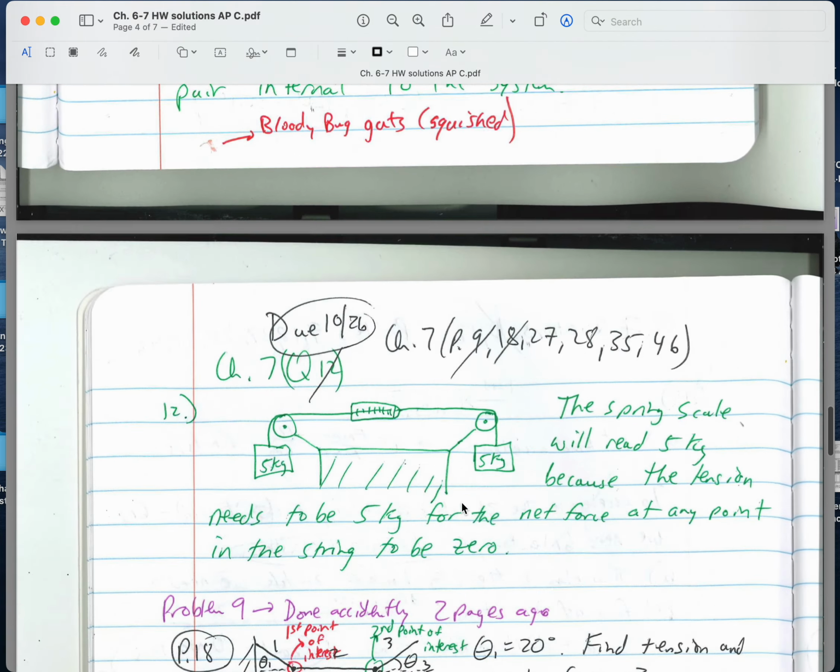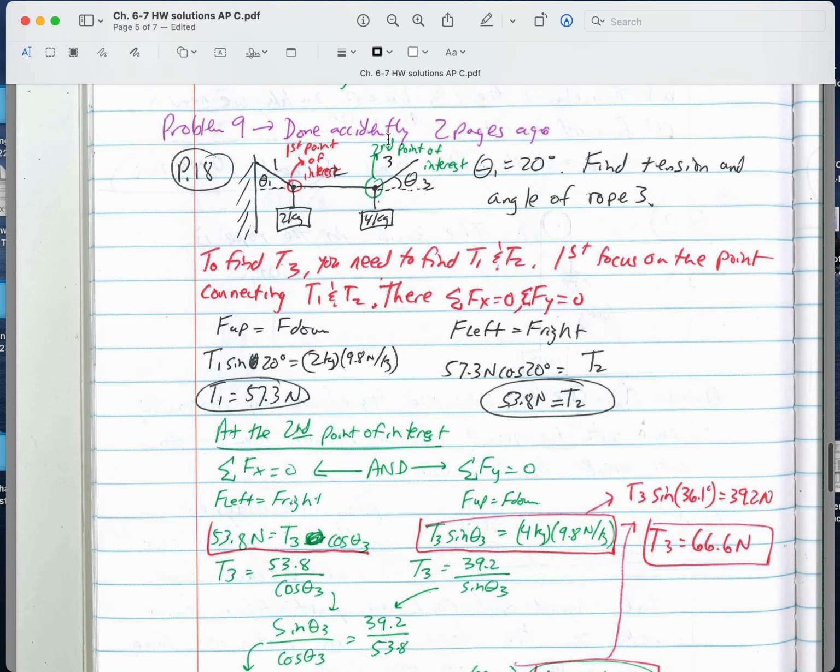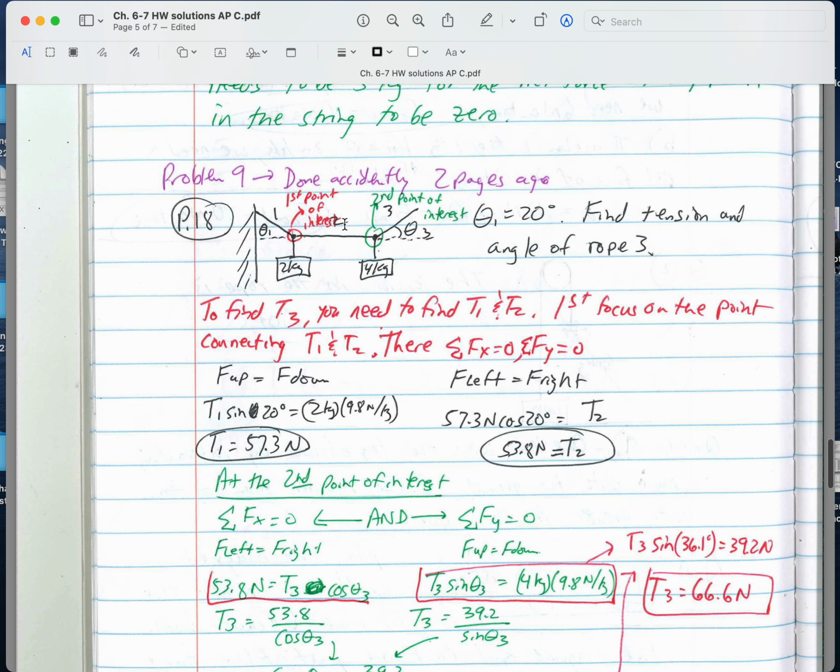Going down here, problem 18, you had a cat here and a dog hanging here. I didn't draw those because that's horrible. I have a tension here, tension 2 here, tension 3 here. We were given the fact that this angle is 20 degrees. We're asked to find the angle and magnitude of tension 3.